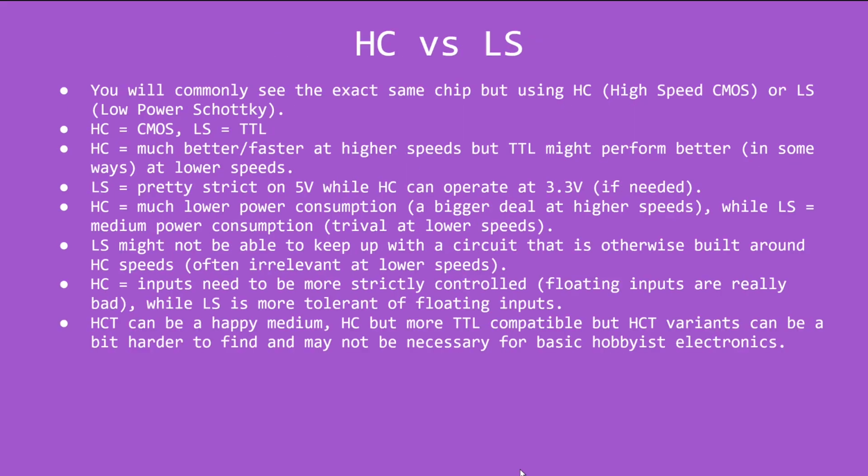So we've mentioned HC and LS. HC is high-speed CMOS. LS is low-power Schottky. HC works with CMOS. LS works with TTL. HC is better and faster at higher speeds, while LS and TTL might perform better at lower speeds. LS is strict to 5 volts. HC can usually operate at 3.3 if it's needed. HC uses much lower power consumption, while LS is about medium power consumption. Both are really trivial, though.